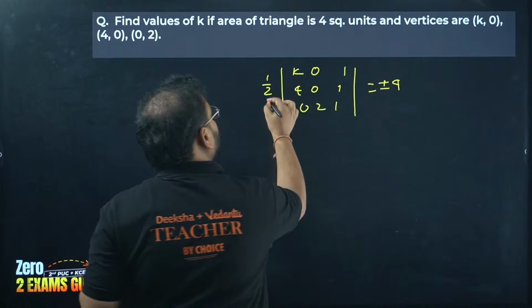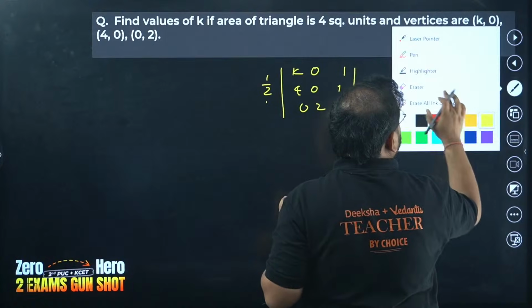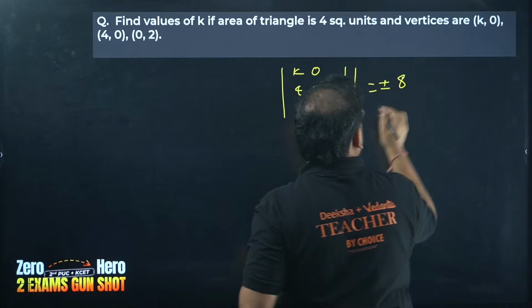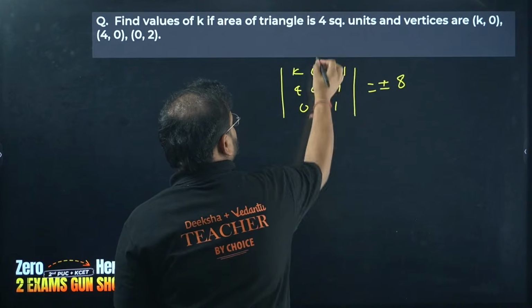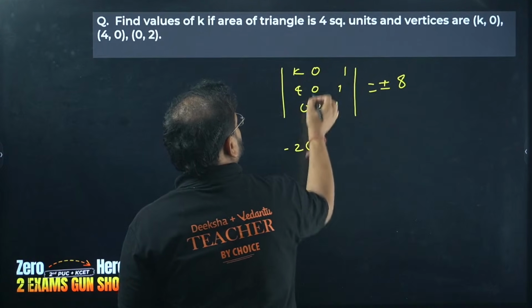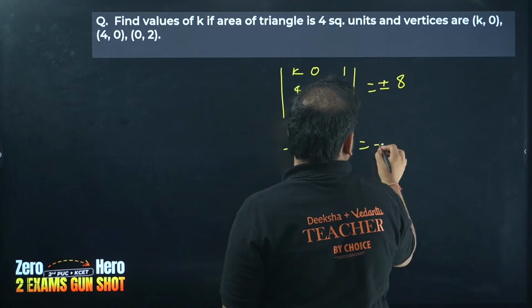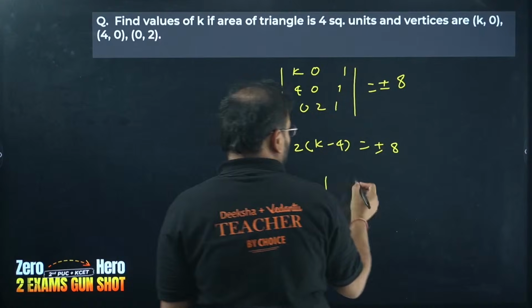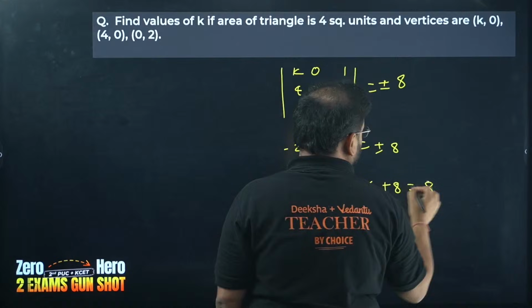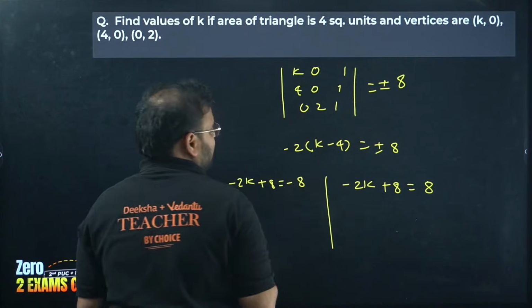Now cross multiply the 2 to this side. I can remove the 1/2 from here and write this as 8. Solve the determinant. I can use simply the second row, so this will be minus, plus, minus. So minus 2 times of. Check here, this is all cancelled. We have k minus 4 equals plus minus 8. Right, so we have two situations: minus 2k plus 8 equals 8, and minus 2k plus 8 equals minus 8. Am I right, guys?